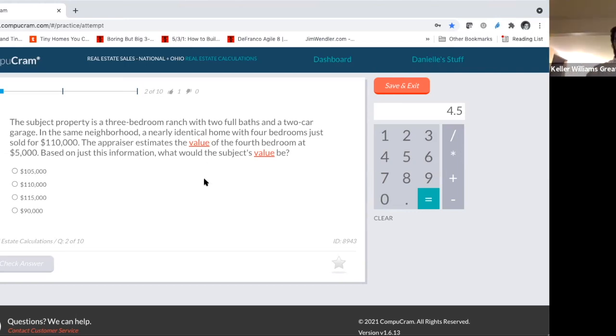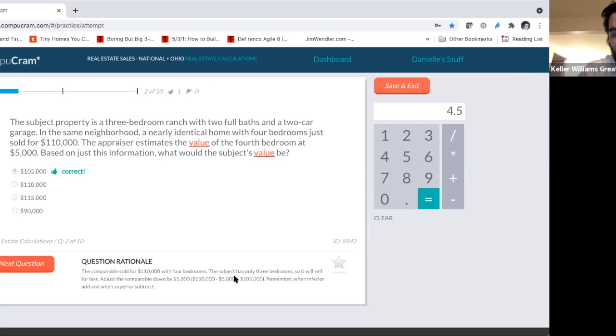All right, so we got A's and C's coming in. So let's just talk through this one. The subject property is 3 bedrooms. The comparison property is 4 bedrooms. So the comparison property sold for 110 and has an additional bedroom at 5,000. Since we're down a bedroom, we subtract 5,000 and it should be 105, right? So that's just a matter of understanding the value of a room, and then where do I go from there, right? And so the subject property is the one that we're looking at, 3 bedrooms instead of 4, minus 5,000 for the lack of a bedroom.